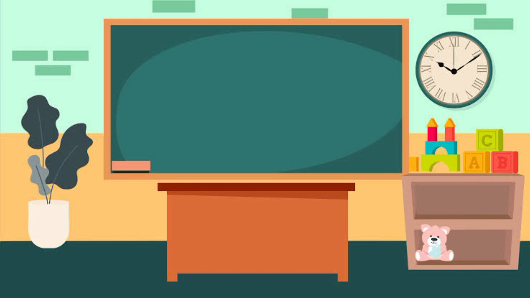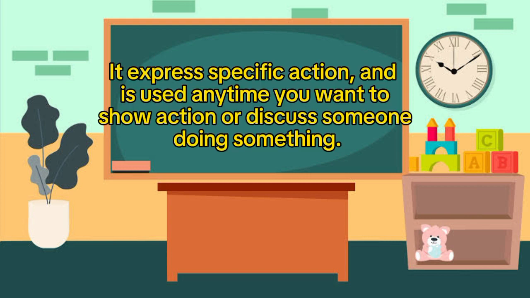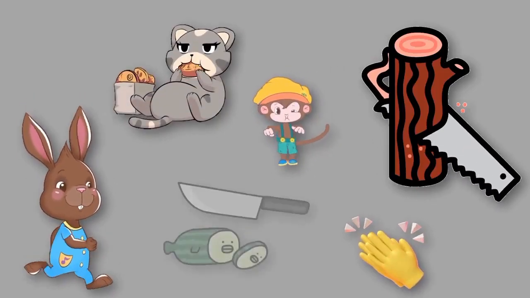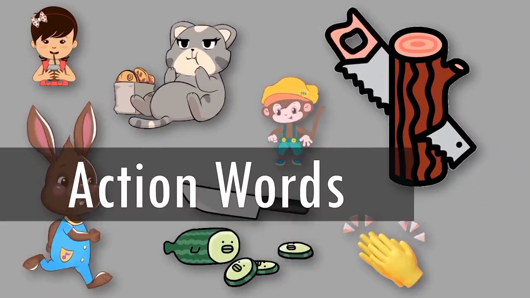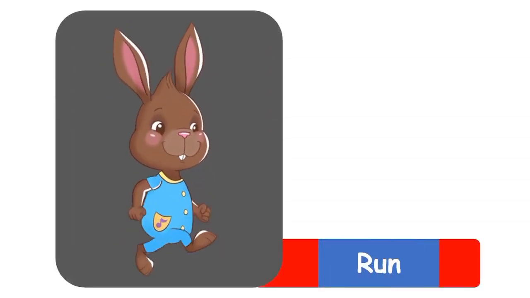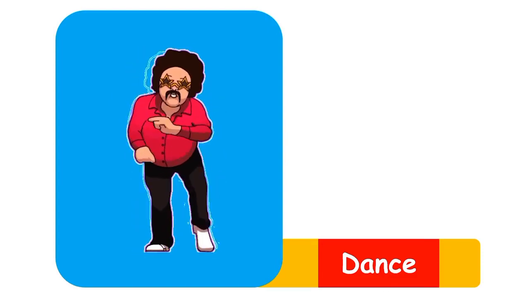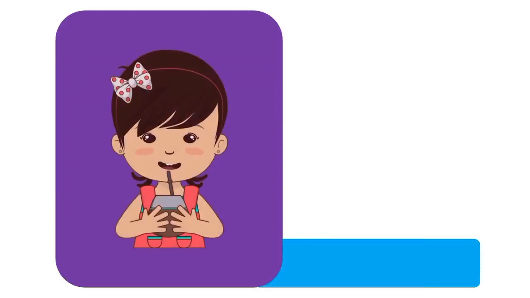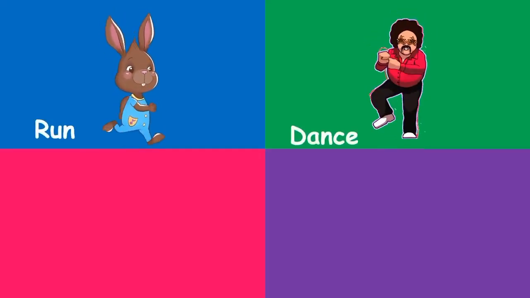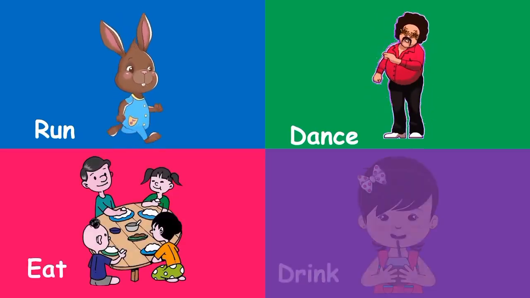Now let's proceed to the last kind of verb. What is an action verb? It expresses a specific action and is used anytime you want to show action or discuss someone doing something. Now let's proceed to examples of action verbs: run, dance, eat, and drink.